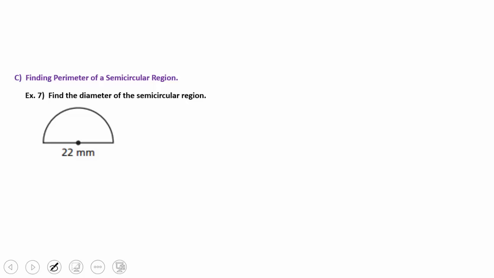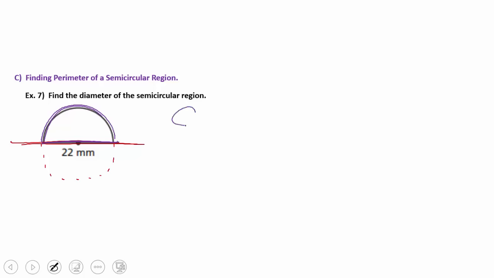So what we have to do is find the circumference first of what would be the entire circle. And then what are we going to do with that? That's right, we're going to cut it in half. But then if we want to find the total distance around this figure, not only do we have to take half the circumference, but we have to add to it the diameter. So it looks something like this.